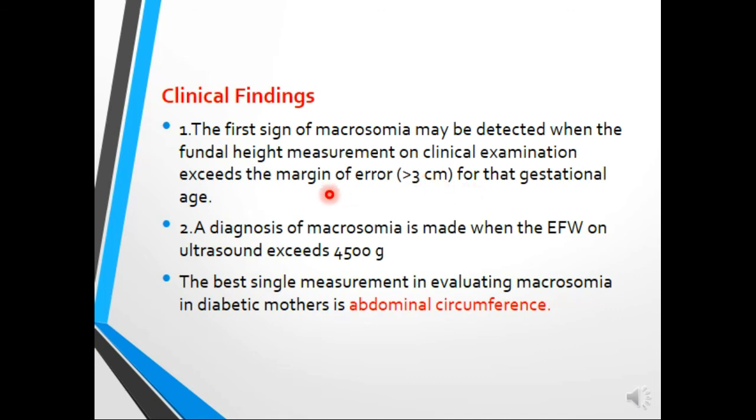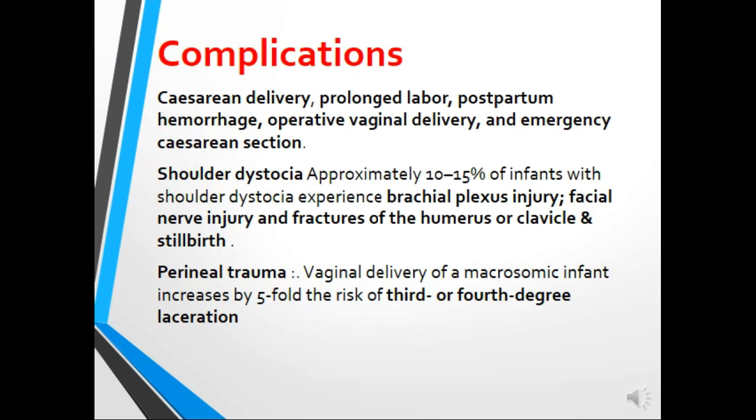Number 2, diagnosis of macrosomia is made when the estimated fetal weight on ultrasound exceeds 4.5 kg. The best single measurement in evaluation of macrosomia in a diabetic mother is abdominal circumference by ultrasound. Complications of large for gestational age or macrosomia are cesarean delivery, prolonged labor, postpartum hemorrhage, operative vaginal delivery, and emergency cesarean section.